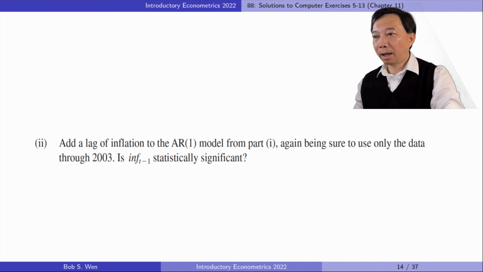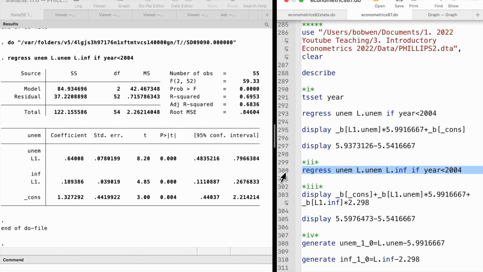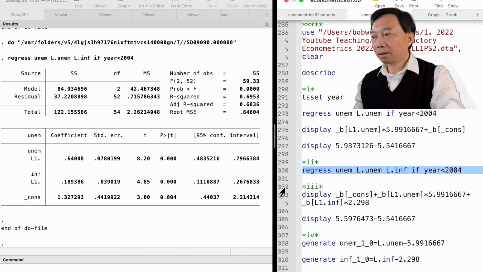In Part 2, add a lag of inflation to the AR1 model from Part 1, again being sure to use only the data through 2003. Is the inflation rate at time t-1 statistically significant? The inflation rate at time t-1 is statistically significant at the 1% level.